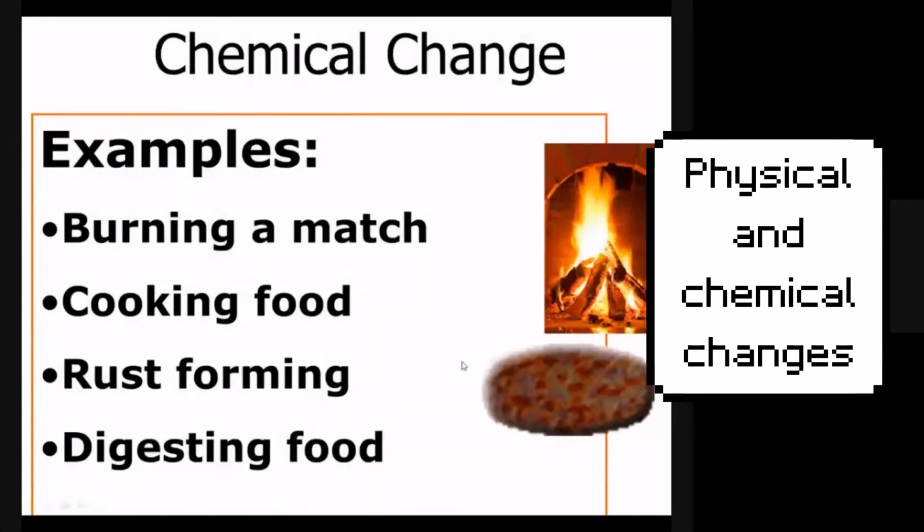Now, as far as chemical change goes, here's a few more examples. Burning a match, cooking food, rust forming, and digesting food. So once the food hits your stomach acid, it starts breaking down chemically and is no longer physical changes.